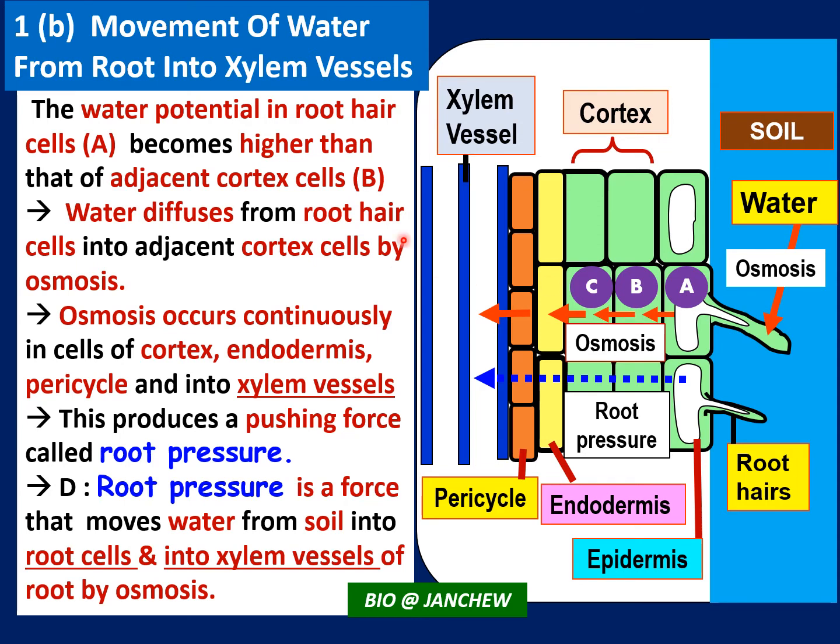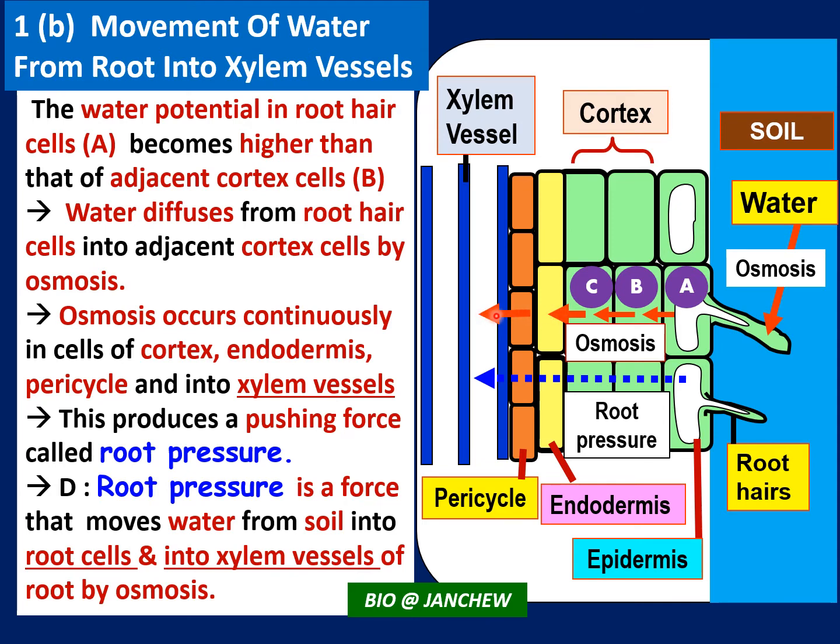Okay, so water diffuses from root hair cells into adjacent cortex cells by osmosis, and this will make cell B have higher water potential, as it has received water from cell A. It will have higher water potential than cell C. Thus, osmosis will occur again, where water diffuses from cell B to cell C. So in this way, osmosis occurs continuously in the cells of the cortex, endodermis, pericycle, and into the xylem vessels.